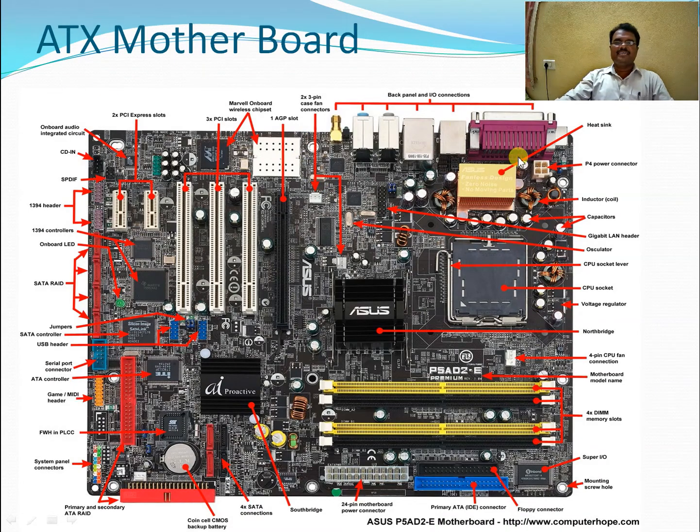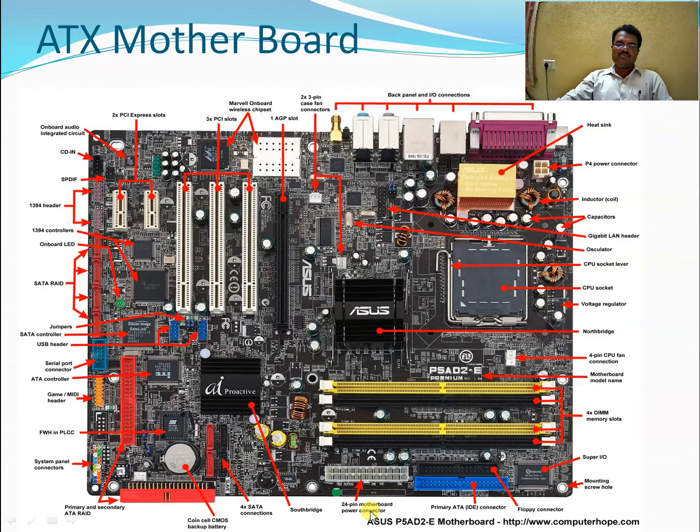So here we can see the ATX motherboard and the various components available on it: the 8-pin and P4 power connector, inductors, capacitors, and gigabit LAN header, and this is a CPU socket lever, and CPU socket voltage regulator, and this is the north bridge and 4-pin CPU fan connector, and the motherboard model name, and these are the 4 DRAM memory slots, 1, 2, 3, and 4. This one is the Super IO chip, these are mounting screw holes, and here the floppy connector, this one 36-pin floppy connector, and this one the primary ATA IDE connector.